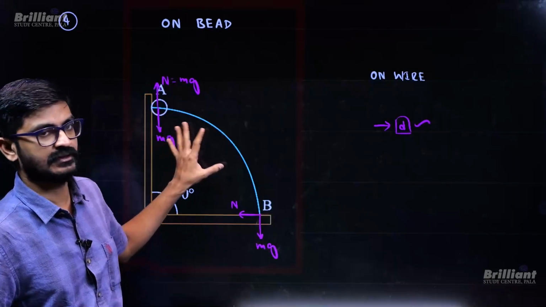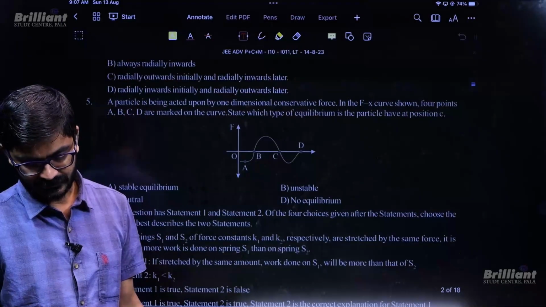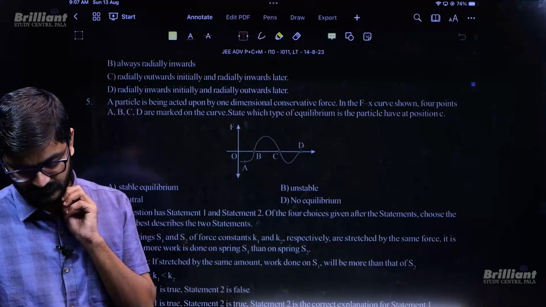So action on the bead and reaction on the wire will be exactly opposite, right? A particle is being acted upon by a one-dimensional conservative force.